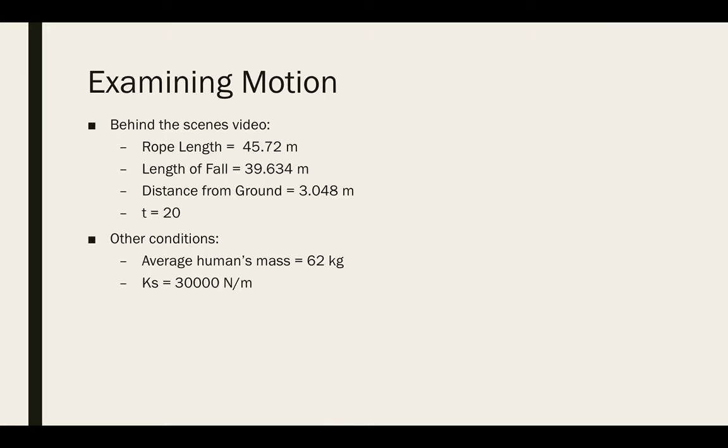To set the initial conditions for my model, I looked at the behind-the-scenes video the jumpers also posted. In the video, they said that the rope's length was approximately 45.72 meters long, that the length of their fall was approximately 39.634 meters long, their distance from the ground was approximately 3.048 meters long, and the time that they swung in the air was also about 20 seconds. For other conditions, I researched the average mass of a human as well as the average spring constant for the type of rope the climbers used.